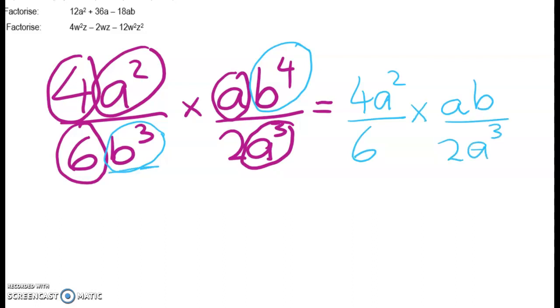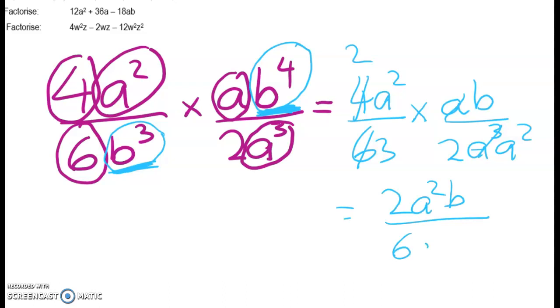So you can see what I've done here is that this b cubed and this b to the power of 4 have a b cubed in common. So I've divided through by that. But now there's a whole lot more that I could do with this, right? So this could become 2/3 here. And then I've got a here and a squared here. So I've got 2a squared b over 6a squared.